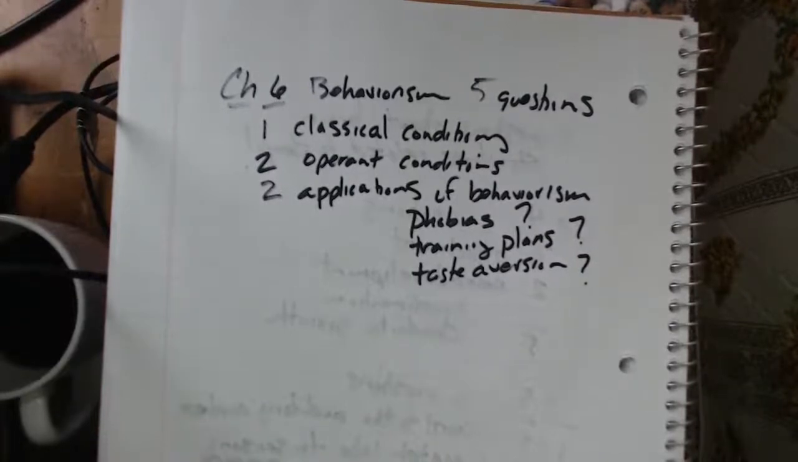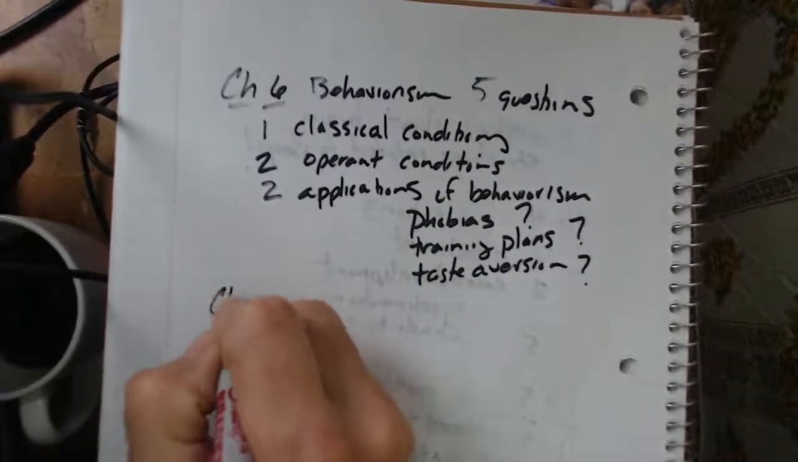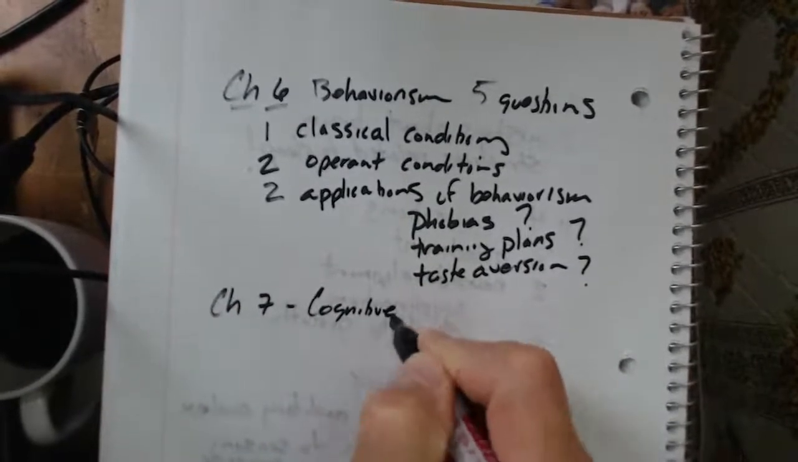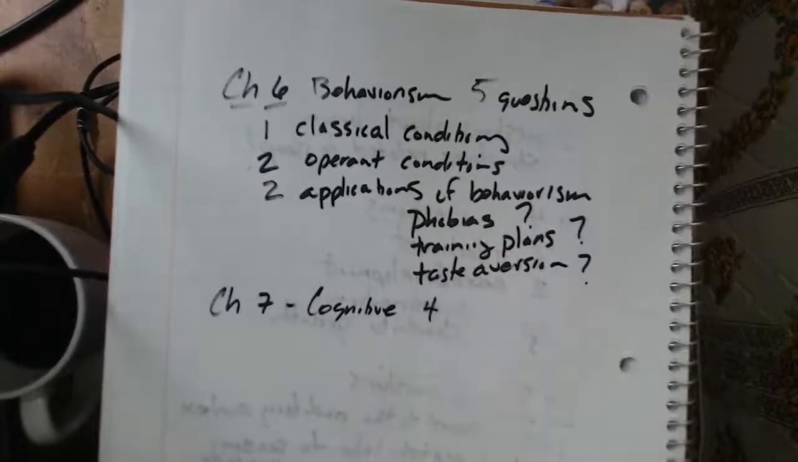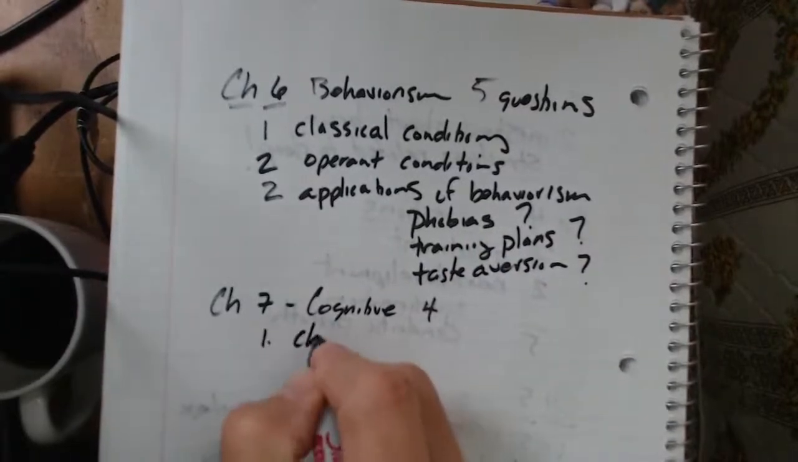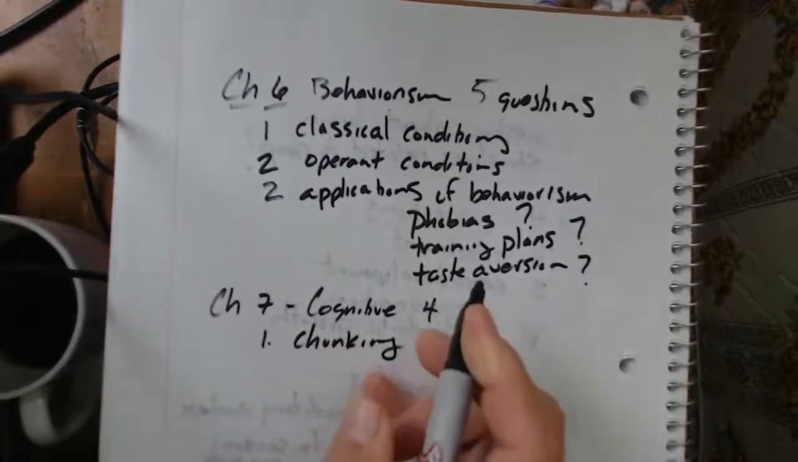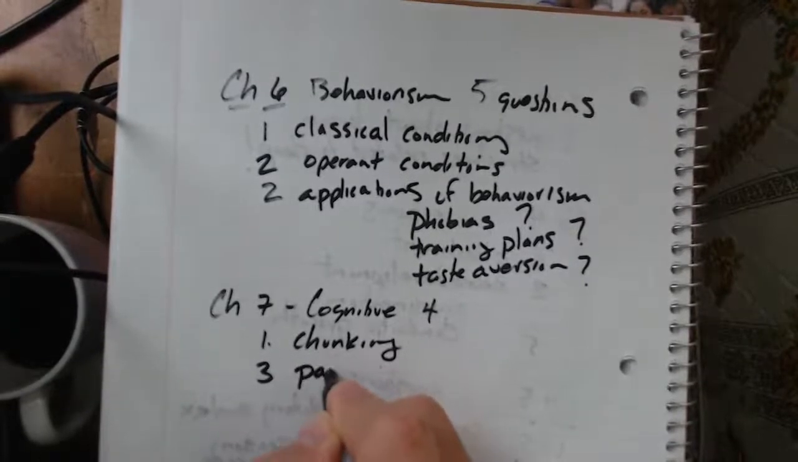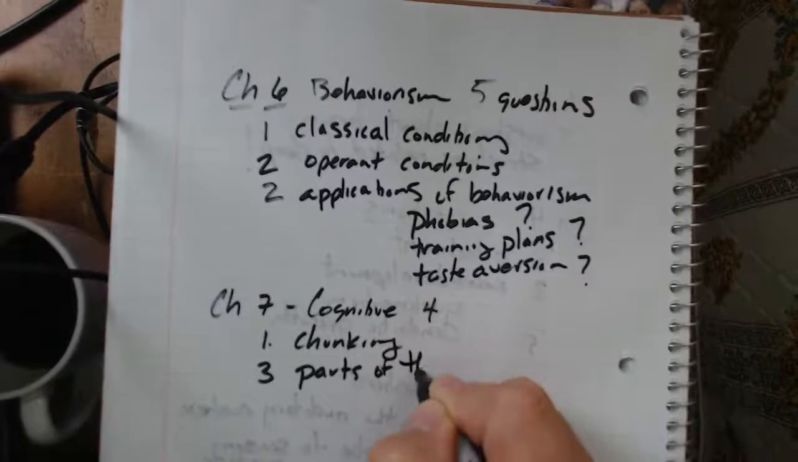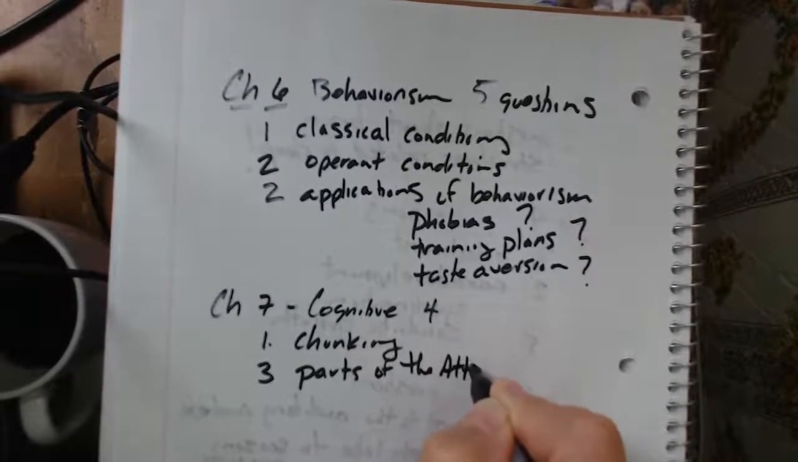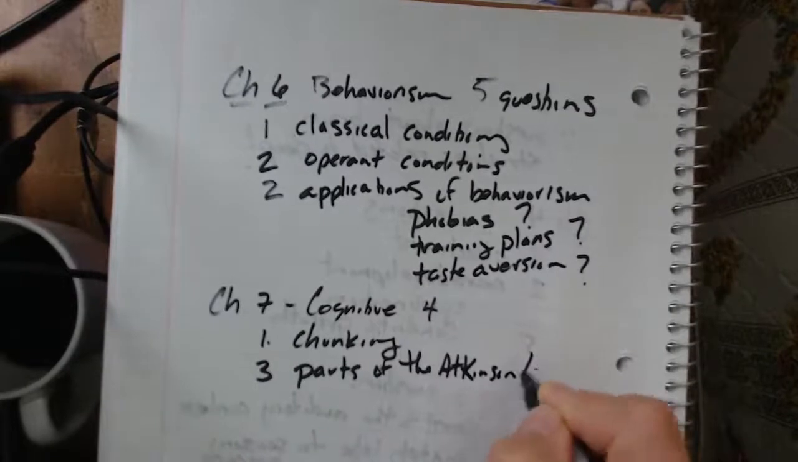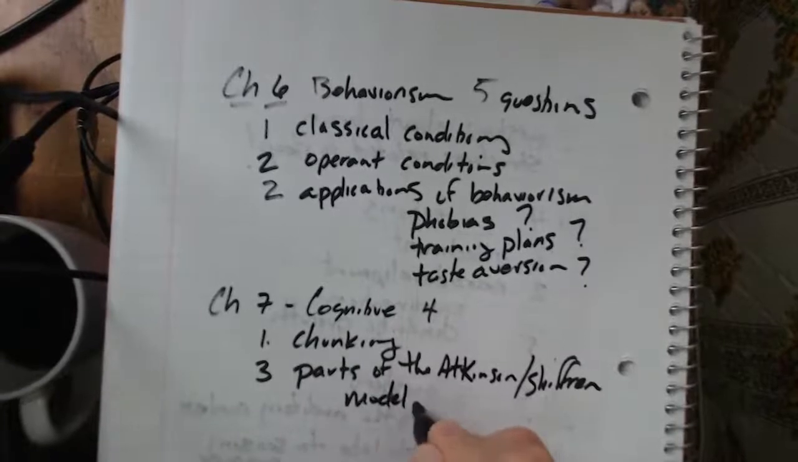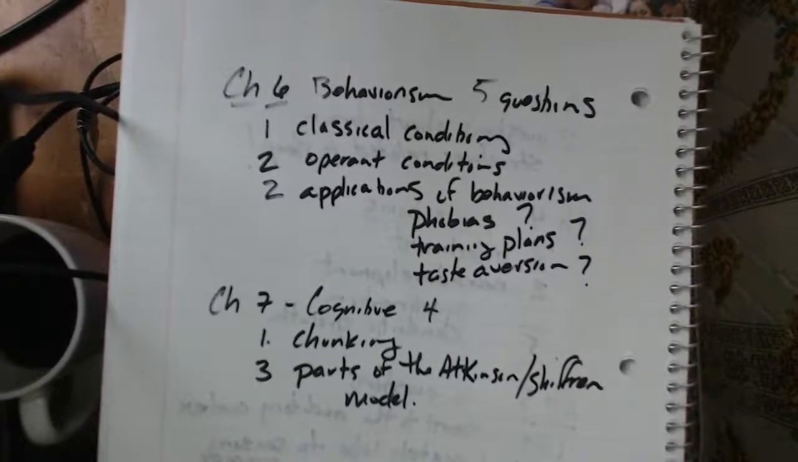1, 2, 3. Okay. Chapter 7, which is cognitive. And I have 4 questions. One about chunking. And 3 about parts of the Atkinson-Shiffrin model. Do you folks remember the Atkinson-Shiffrin model?